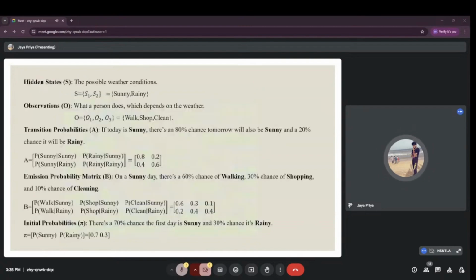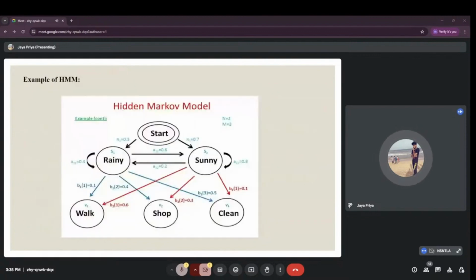Next, the bottom circles in the image, walk, shop, clean, are the friend's activities. These are the observations, which depend on the weather. If rainy, the person is likely to shop, 40 percent. If sunny, the person is likely to walk, 60 percent.